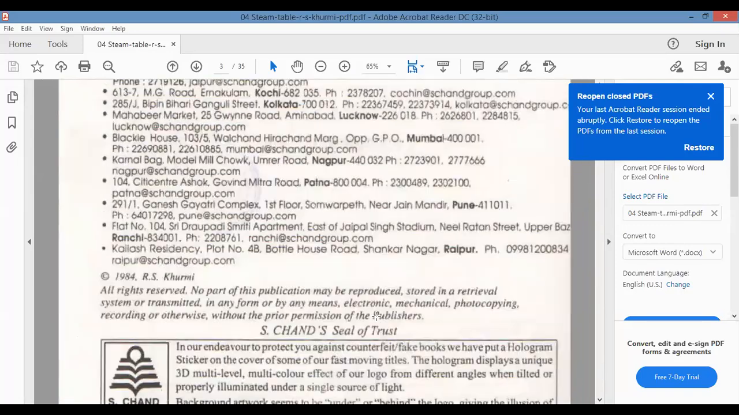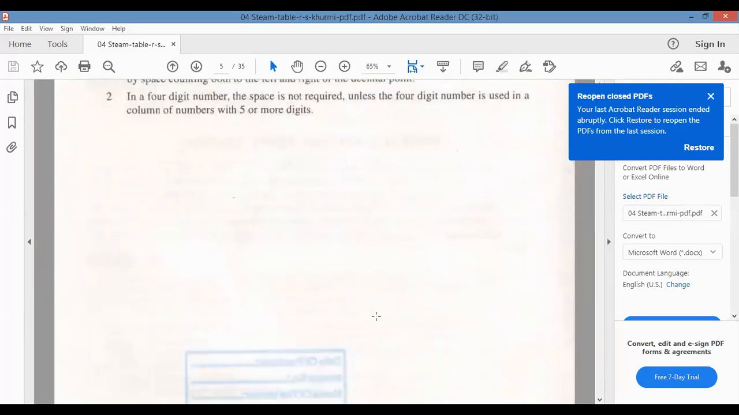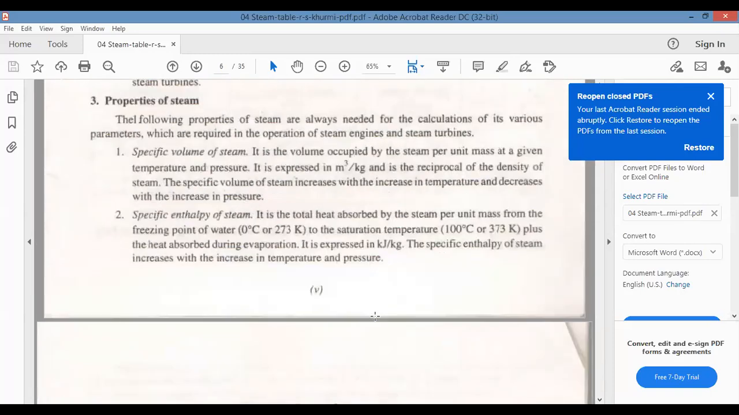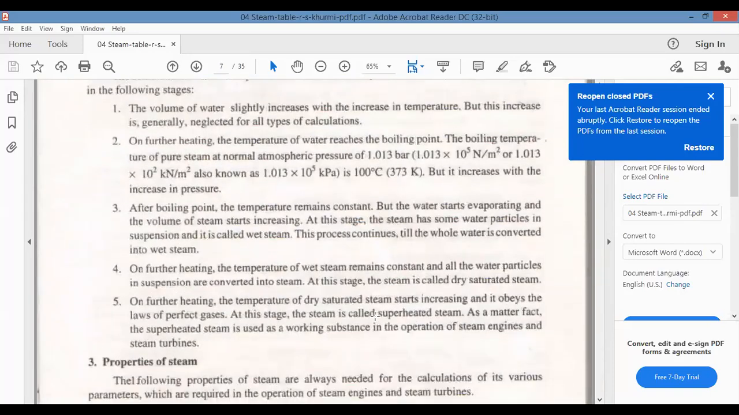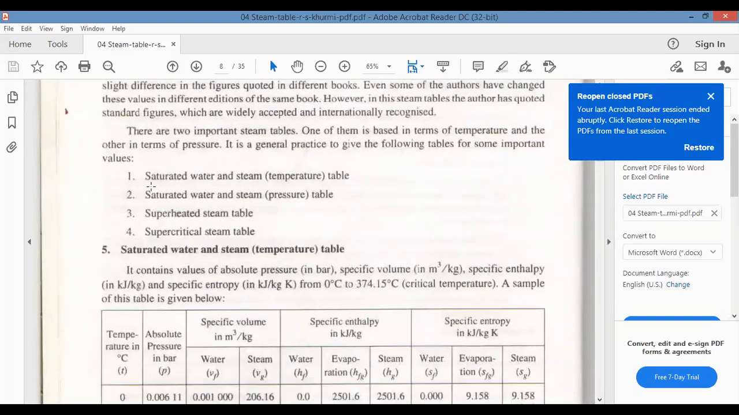If you turn the pages of the steam tables, you would find some very interesting information. You'll find that there are about 3 tables which are of practical use. One is the saturated water and steam table. Now, what is the difference between table 1 and table 2? Table 1 is a temperature table and table 2 is a pressure table.